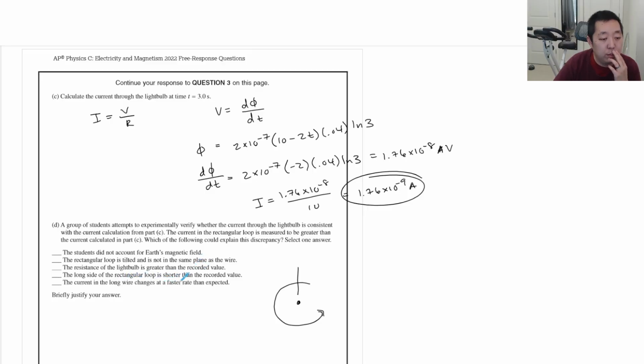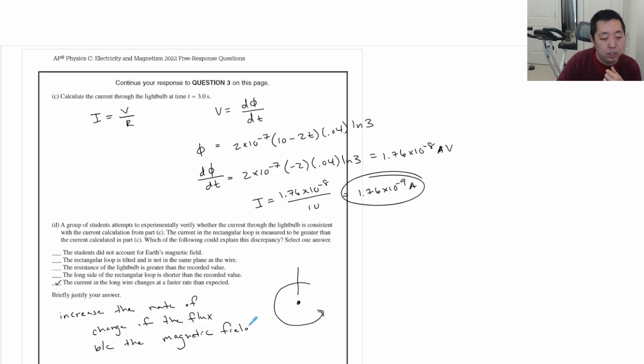The long side of the rectangular loop is shorter than the recorded value. That would reduce the flux, which would reduce the change in the flux, which would reduce the voltage, which would reduce the current. The current in the long wire changes at a faster rate than expected. That would increase the rate of change. That would increase the flux. Yeah, so this would increase the rate of change of the flux, because the magnetic field is changing at a faster rate.